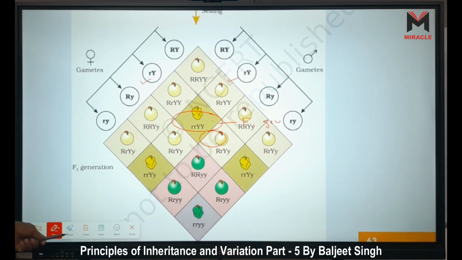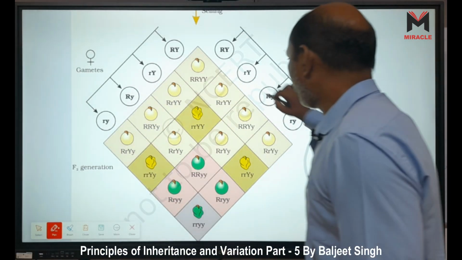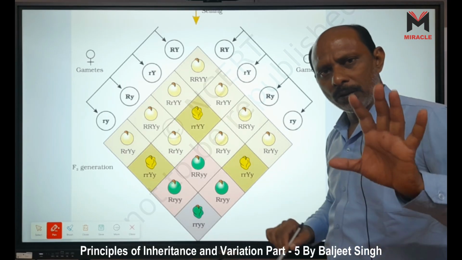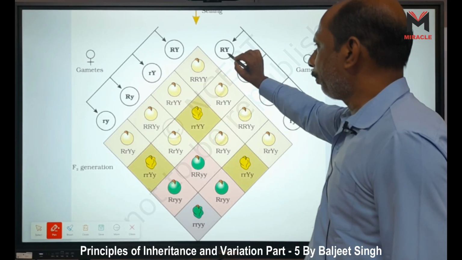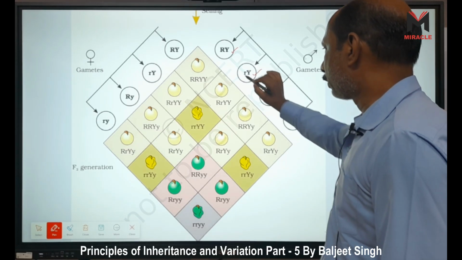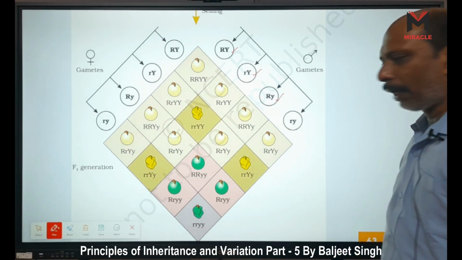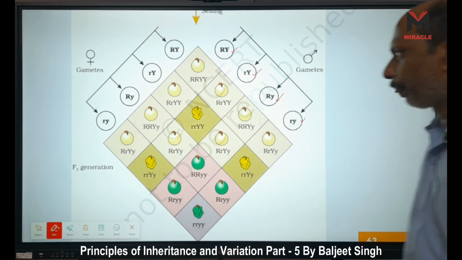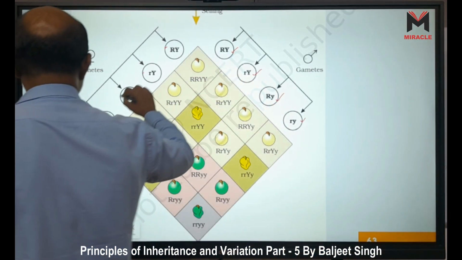This is a Punnett square, right? This side, these are gametes. 4 types of gametes are produced in a dihybrid cross, that is their probability, their possibility. Capital R capital Y, small r capital Y, capital R small y, and small r small y. This side also is the same.